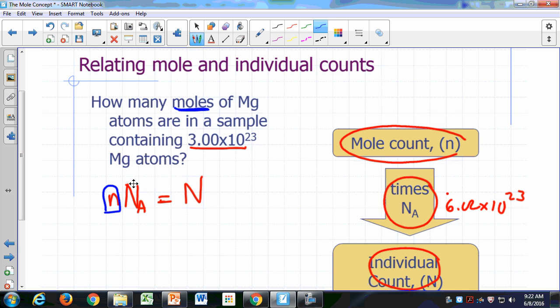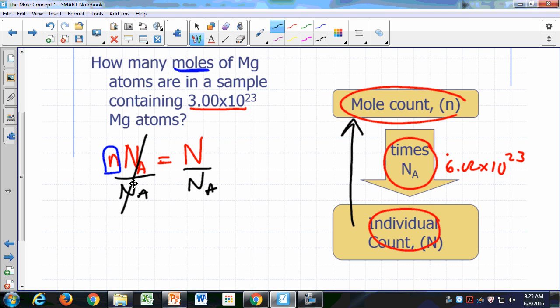So how do I solve for little n here? Divide both sides by Avogadro's number. So I'm going to divide both sides by N sub A. Okay, so in other words, if I know my individual count and I want to go in reverse to the mole count, I just divide by Avogadro's number. So my number of moles here is equal to 3.00 times 10 to the 23rd, the actual individual count, divided by the mole count.